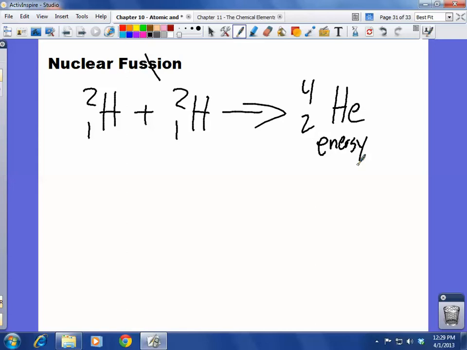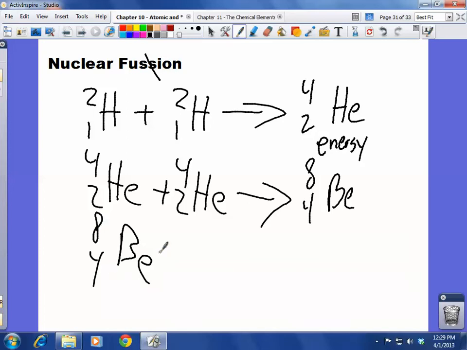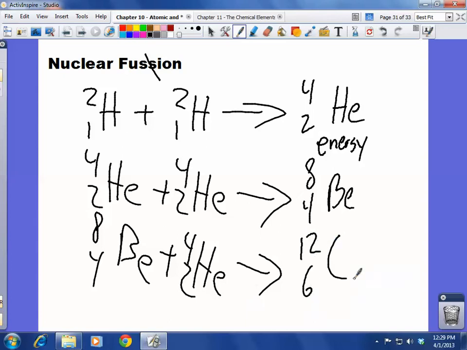But now, if our sun was a little bit bigger, we could actually have helium atoms combine to form something else. If 2 helium atoms combine together, what do you think they're going to form? Beryllium. 8,4 beryllium. And if we had a really, really massive star, beryllium could combine with helium to form something else. What would it form? Yeah, carbon. 12, 6, carbon.